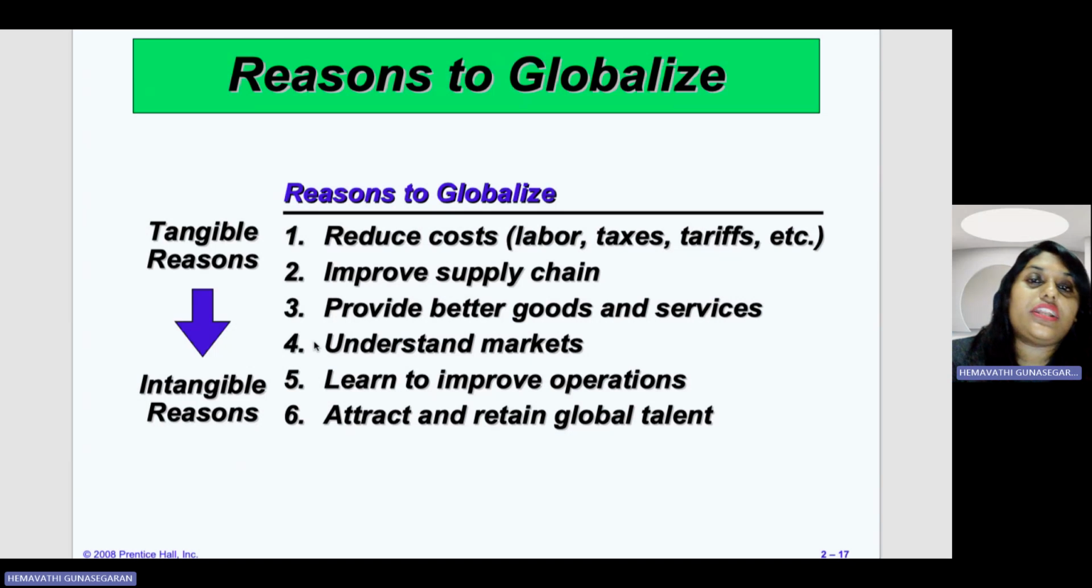And it is going to improve your supply chain, right? You are going to relate with different countries, and associate with organizations that are widely different. And then you are going to provide better goods and services. You are going to understand the markets, not only the local markets, but also the globalized market. And you are going to learn to improve operations, and as well attract and retain global talent. So that is why we want to globalize. We want to make a diversified business so that we can ensure to have many of the tangible reasons as well as intangible reasons.